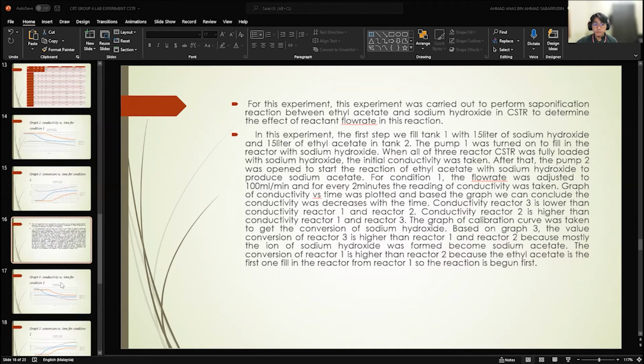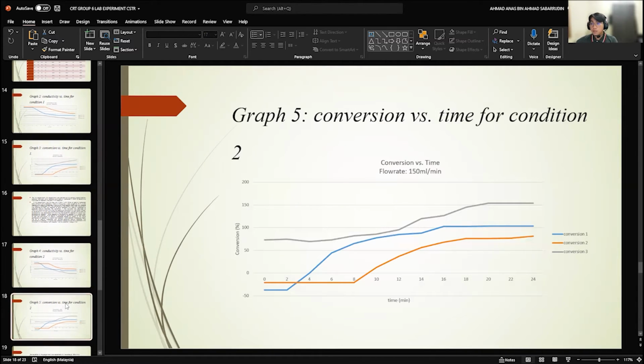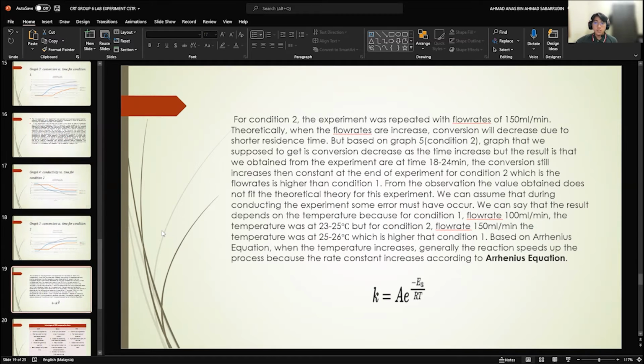Next is graph 4, the conductivity versus time for condition 2, and graph 5 is conversion versus time for condition 2. For condition 2, the experiment was repeated with the flow rate adjusted to 150 milliliters per minute. Theoretically, when the flow rate is increased, the conversion will decrease due to the shorter residence time.